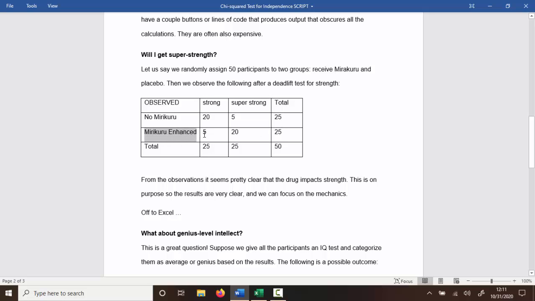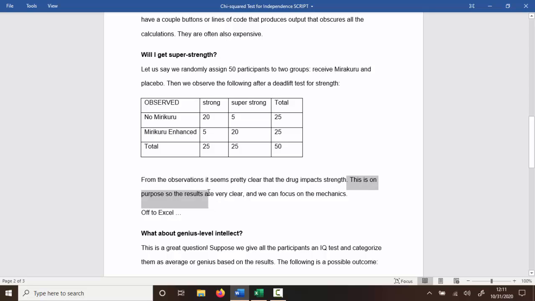For the mirakuru enhanced, we see that 5 of them are strong and 20 of them are super strong. Okay, again, the 25 assigned to that. And maybe these 5 are only strong because the mirakuru didn't work on them or didn't work on them as well. For a total of 25 strong and 25 super strong. Now, from these observations, it seems pretty clear that the drug impacts strength.